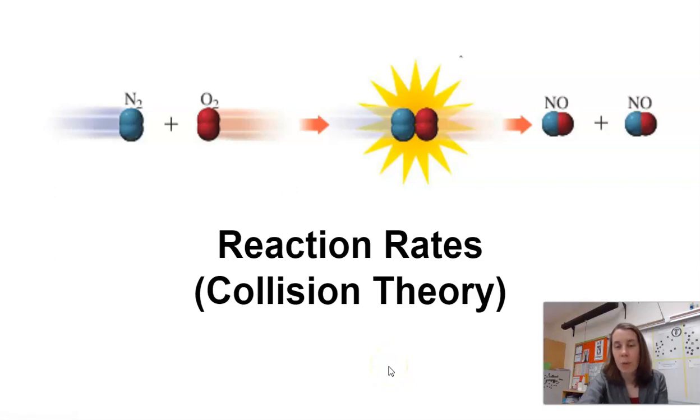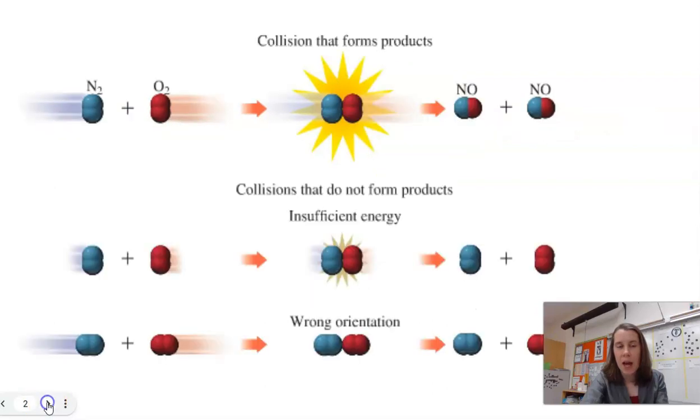Hello, today we're going to talk about reaction rates, which is basically how fast a reaction goes, and we're going to use collision theory to explain the changes that we see in reaction rates. All right, so collision theory has three basic components.